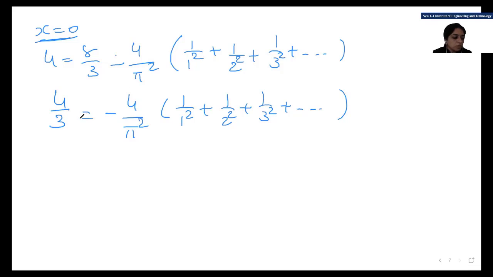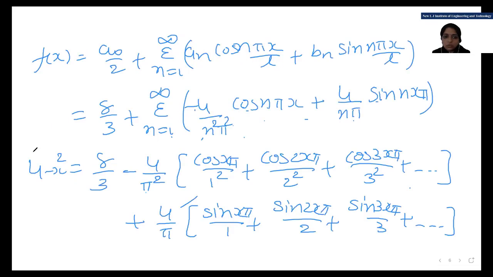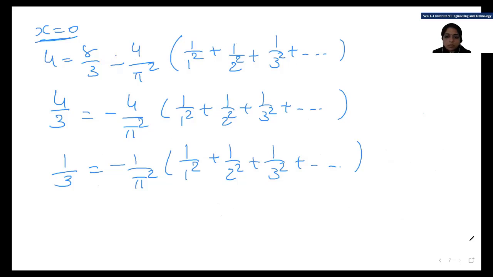If I take the common factor from both the sides, then I have 1/3 is equal to minus 1 upon pi square times (1 upon 1 square plus 1 upon 2 square plus 1 upon 3 square plus up to so on), right? Similarly, if I put x is equal to 2 on both the sides, first I put the lower limit, then I put the upper limit. So if x is equal to 2 on both the sides, then what?